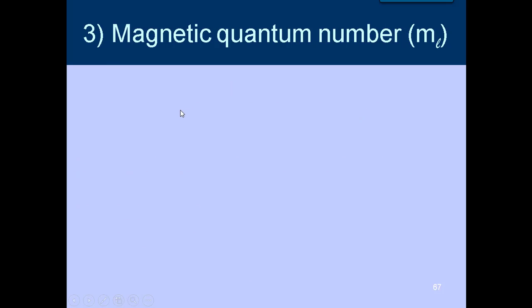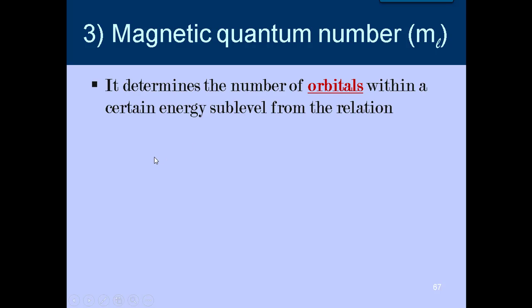Let's move to the third quantum number, which is the magnetic quantum number, denoted by ML. This quantum number determines the orbitals within a certain energy sublevel. We have here a new thing. Each energy level, as we mentioned before, is divided into energy sublevels. Each energy sublevel is divided into a number of orbitals. So the magnetic quantum number determines the number of orbitals within a certain sublevel. How can we determine the number of orbitals? From the relation 2L plus 1, where L is the subsidiary quantum number.